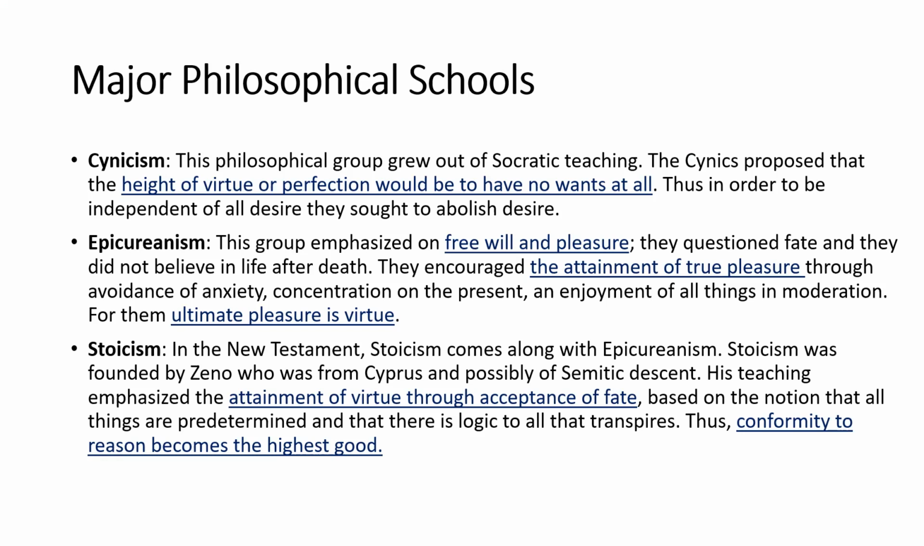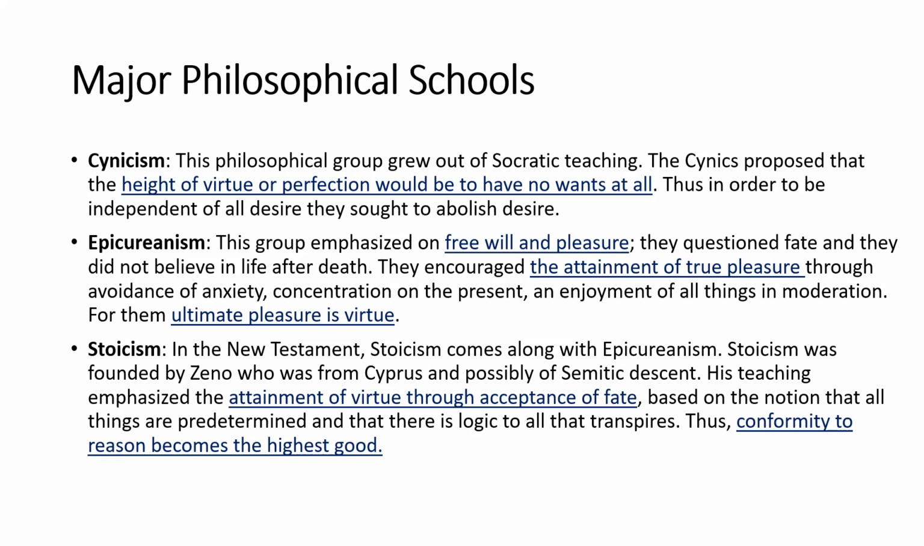They encourage the attainment of true pleasure through the avoidance of anxiety, concentration on the present, and enjoyment of all things in moderation. For them, ultimate pleasure is virtue. So what is virtue for Epicureans? It is ultimate pleasure. And what is pleasure? The true pleasure is nothing but avoidance of anxiety, concentration on the present, and enjoyment of all things in moderation. So that way of life they proposed.